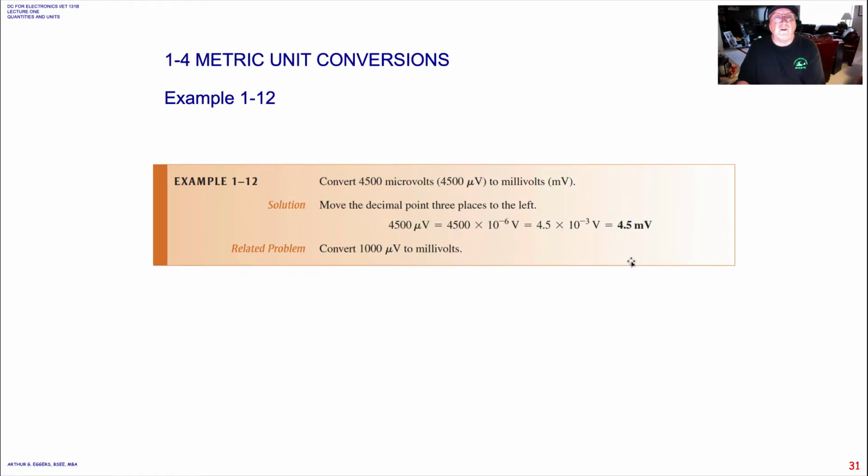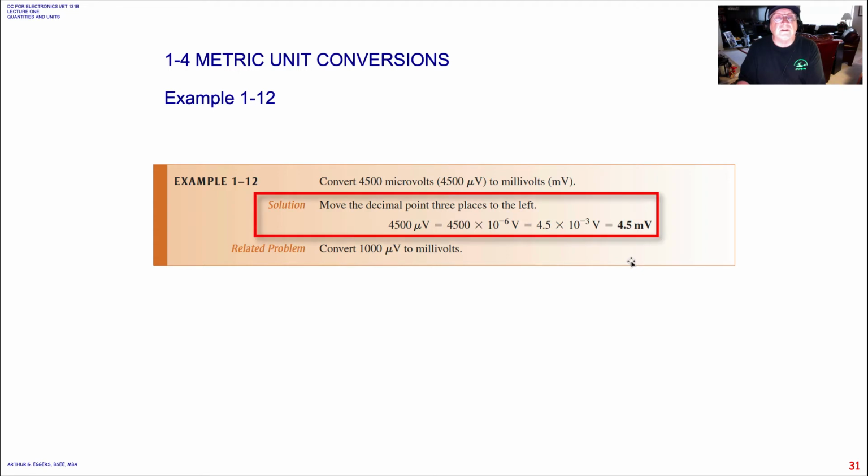If we want to convert 4,500 microvolts, okay, so we've got 4,500 mu V, and we want to convert it to millivolts, little mV, we need to move the decimal point 3 places to the left. Okay, so now we've got an understood decimal point right here behind the second 0. So we're going to move that decimal point 1, 2, 3 to the left.